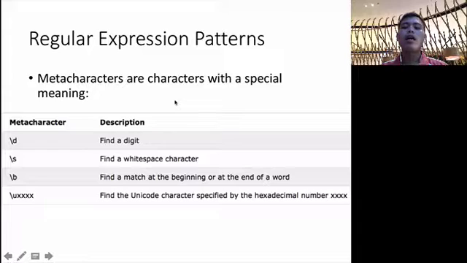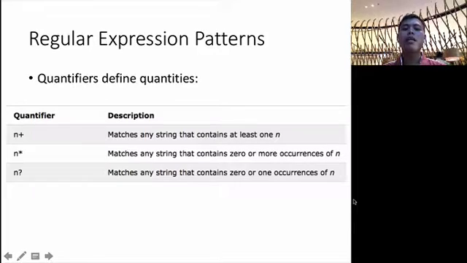Also, metacharacters are characters with special meanings. So for example, \d means find a digit. \s means find a white space character. \b means find a match at the beginning or at the end of a word, and \uxxxx means find the Unicode character specified by the hexadecimal number xxxx.